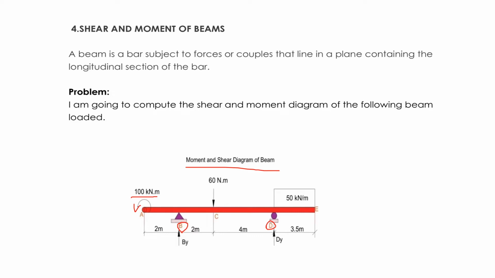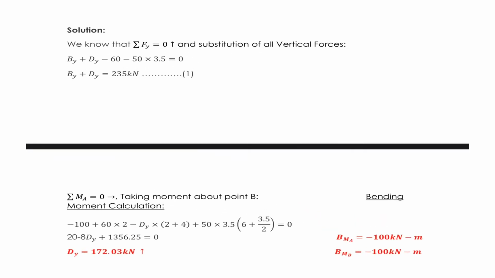So as a solution, we know that summation Fy is 0. I will substitute for all to find out the vertical forces. So By plus Dy minus 60 minus 100. Actually we cannot use this 100 yet, so 50 is loading, so 50 times the length 3.5 equal to 0. So we now put equation 1 is 235 kN.